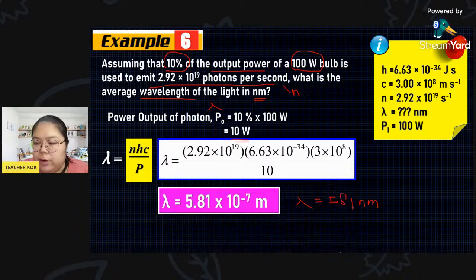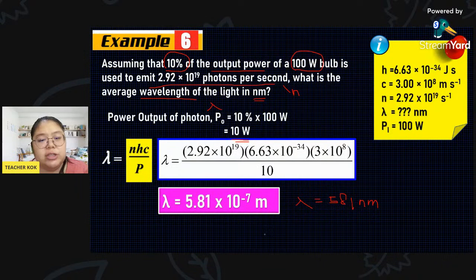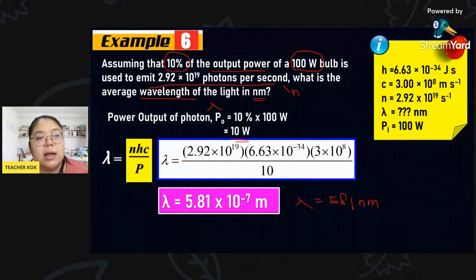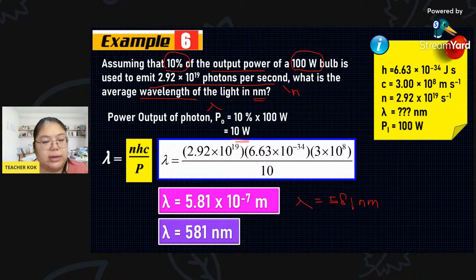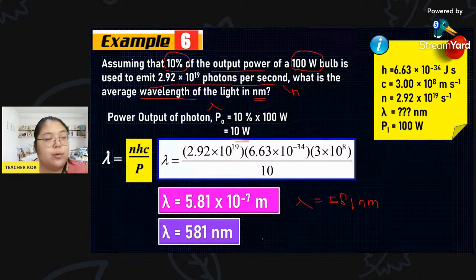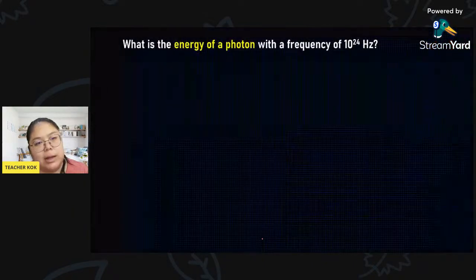So from here, important, if the question says nanometer, we need to convert. If you just write until this part, you're halfway only. Maybe if the question is 2 marks, you get 1 mark. If the question is 3 marks, you get 2 marks. So must read the question carefully. Okay, so we continue. Oh, finally, I got it right. 581 nanometer.